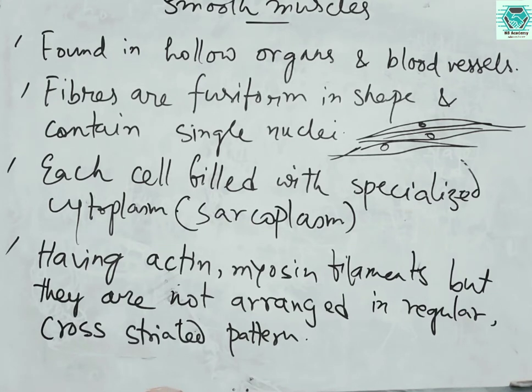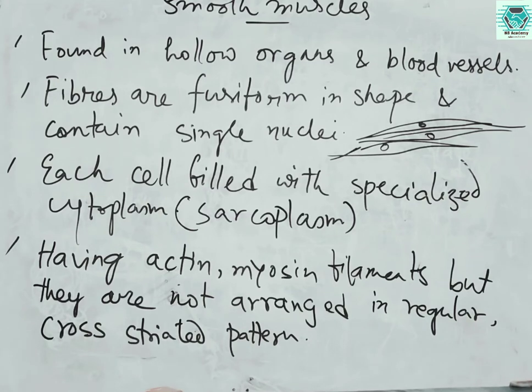The smooth muscles contain the contractile proteins like actin and myosin, but they are not arranged in the regular cross-striated pattern as we have seen in the skeletal muscle fiber in the diagram of that. So here we cannot see any kind of arrangement, and that's why the striation is absent. The striation is absent, but not the proteins. The proteins are present, the filaments are present, but they are not arranged like the skeletal muscle, and that's why we do not see the striations.